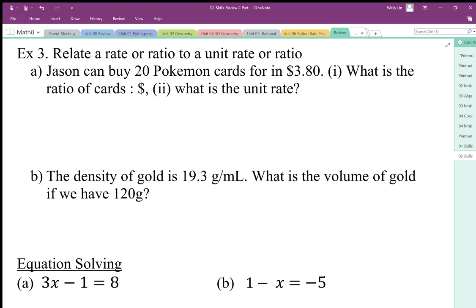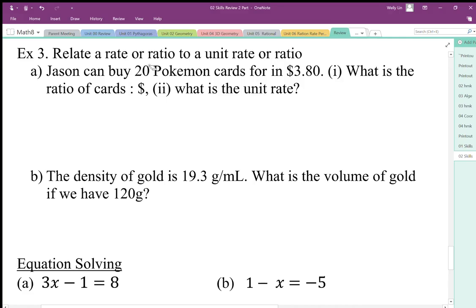We're talking about rate and ratio, we're really essentially talking about the same thing. Rate, ratio, percentage, they all fit into a proportional relationship. So if we have a problem in a rate, we can put it into a ratio, and then divide to get the unit rate.